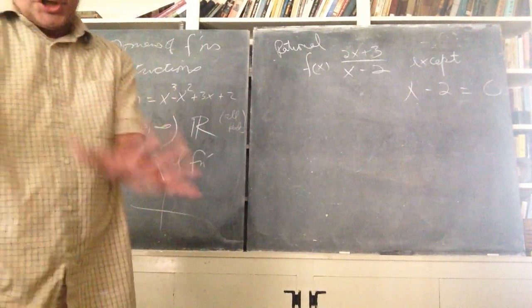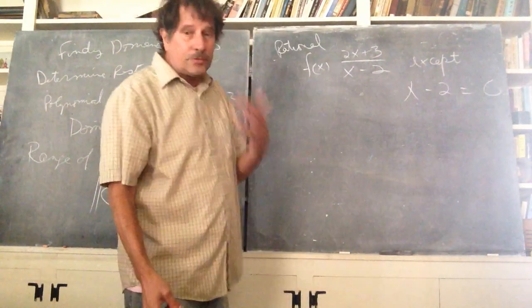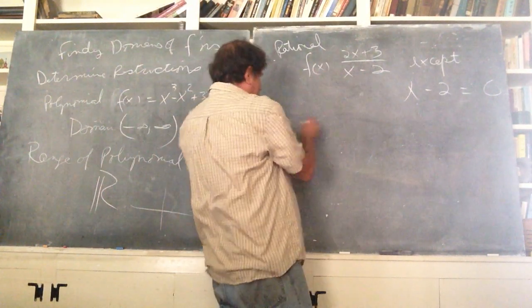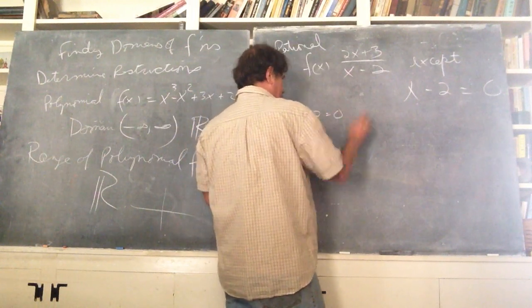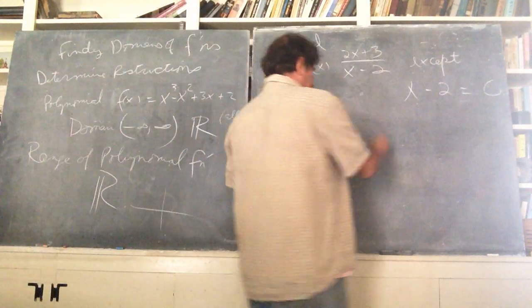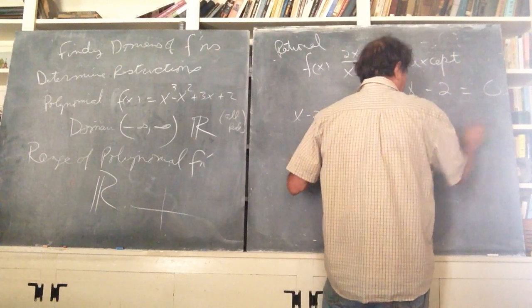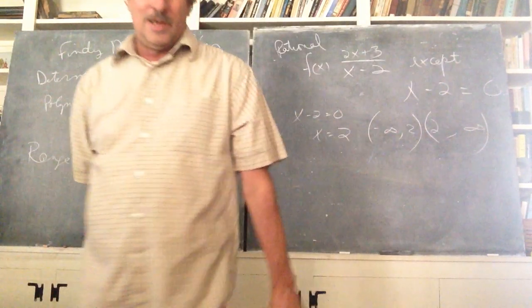You can't divide by 0. It's impossible. I can show you that really easily sometime if you want to see it. So what you want to do is set the denominator equal to 0 and solve for x, so x minus 2 equals 0, so x is 2. What's the domain? In interval notation, it would be negative infinity to 2, and then 2 to infinity. These are open, which means it's not including 2.